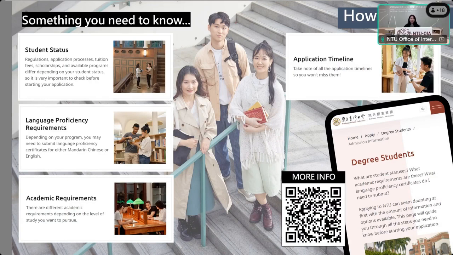Okay, hi, I'm Yarnis from the Office of International Affairs. I will be introducing the process for applying to the International Sophomore Entry Program. Our application is conducted online. You can find the application details and access the online application system on our website.